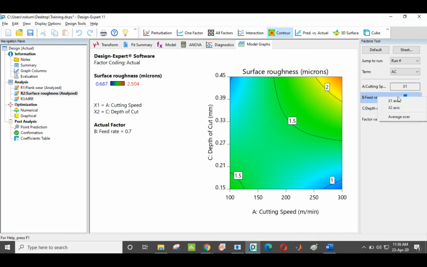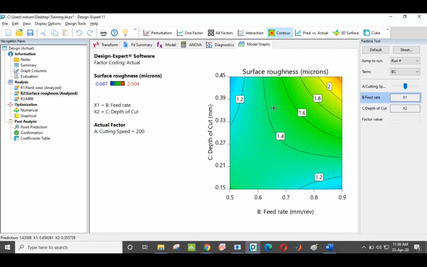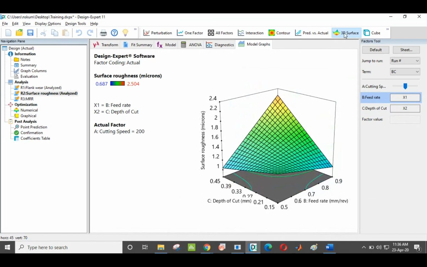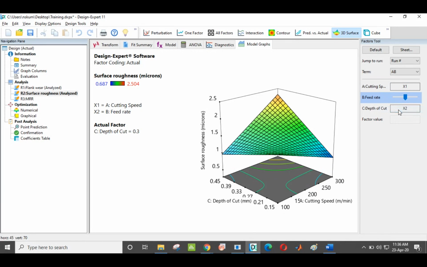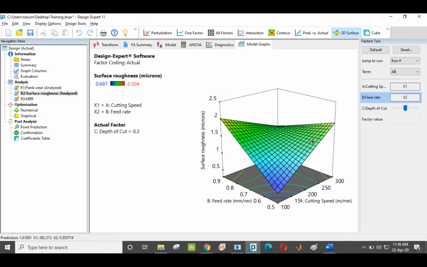So for feed rate, right click, change it to x1. So this is a min-max condition. Here you can see it's a min-max condition. Now coming on to the 3D surface plot. So this is the surface that I have obtained. With the change in cutting speed, surface roughness tends to increase in a linear manner. In feed rate, when the feed rate increases from 0.5 to 0.9, surface roughness tends to increase.